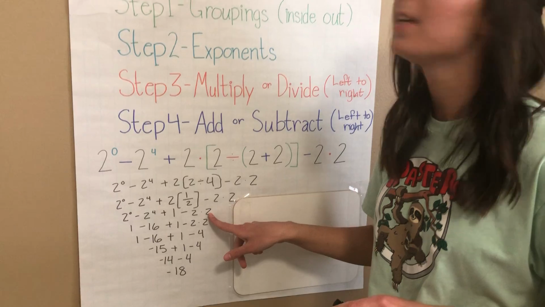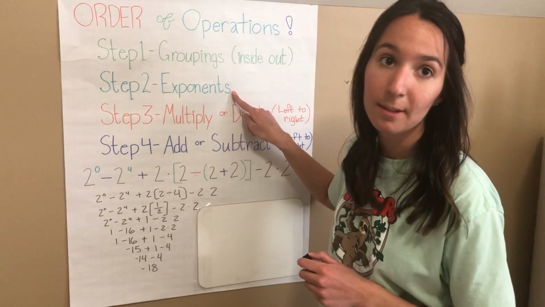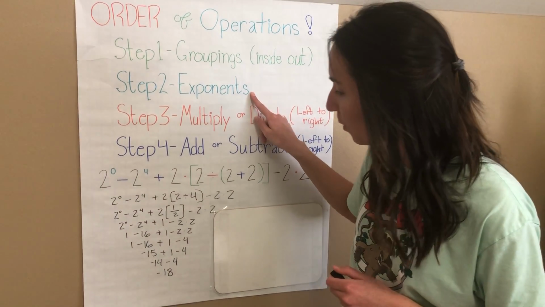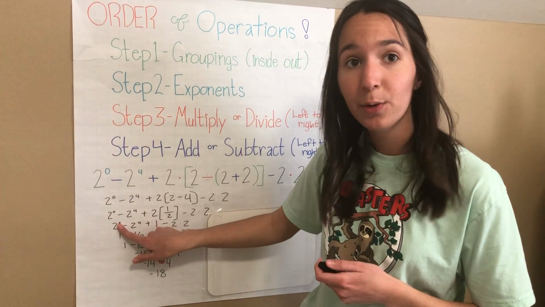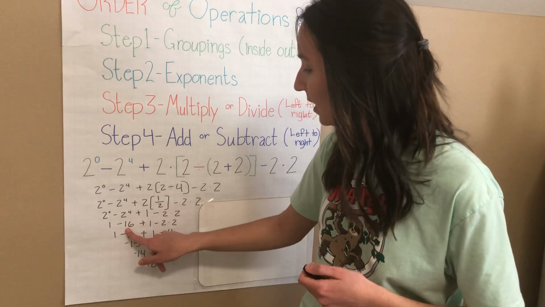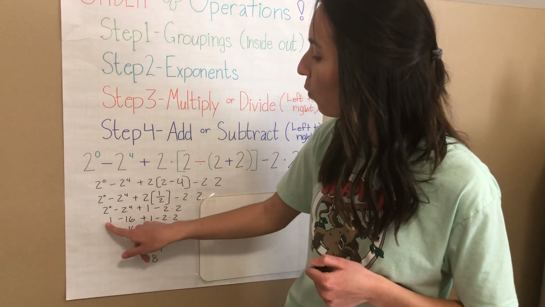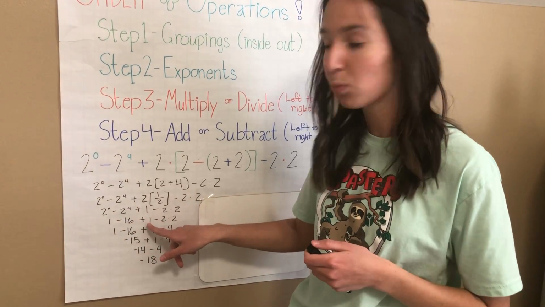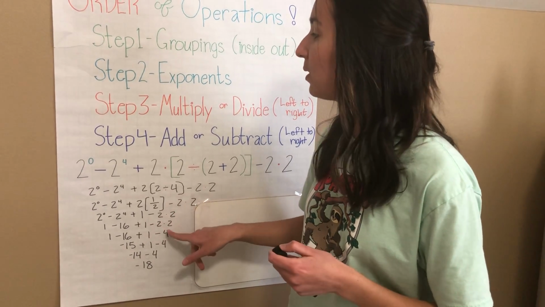So now we're going to move to step 2, which is exponents. So now we're going to find our exponents, which is 2 to the 0, which equals 1, and 2 to the 4, which equals 16. So now we'll have 1 minus 16 plus 1 minus 2 times 2.